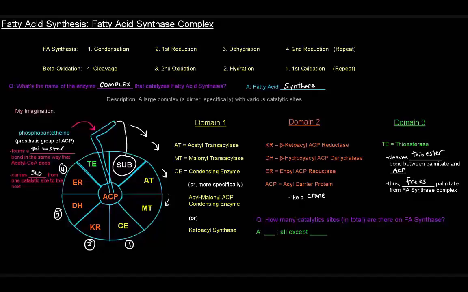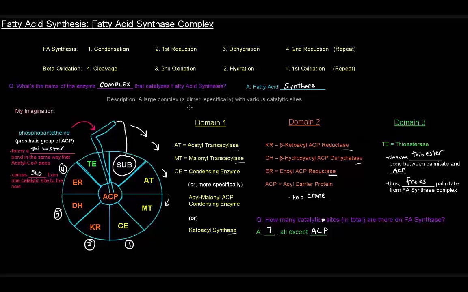Okay, so how many catalytic sites in total are there on the fatty acid synthase? Well, basically, it's everything except the acyl carrier protein, the ACP. So that's 1, 2, 3, 4, 5, 6, 7. So 7. It's all except the ACP, because the ACP is not actually a catalytic site. It's just carrying the substrates from one site to the next. Okay, so that's pretty much it.